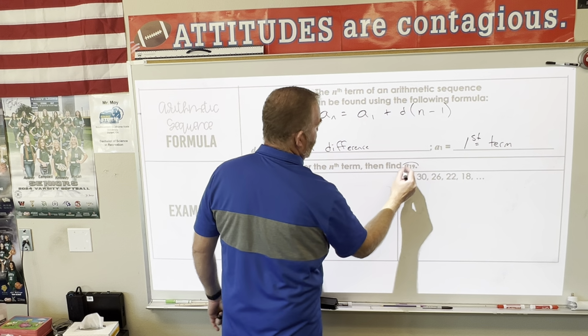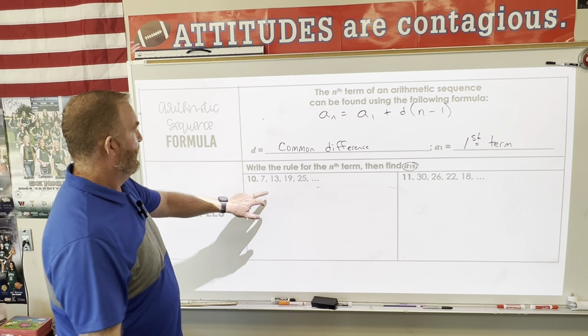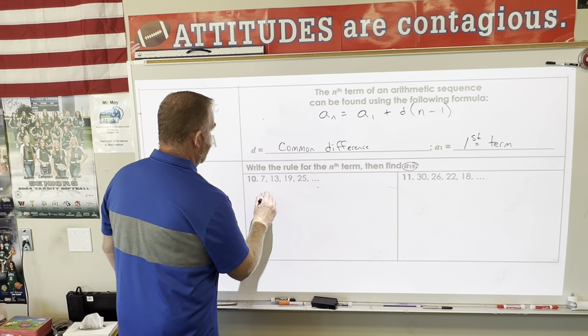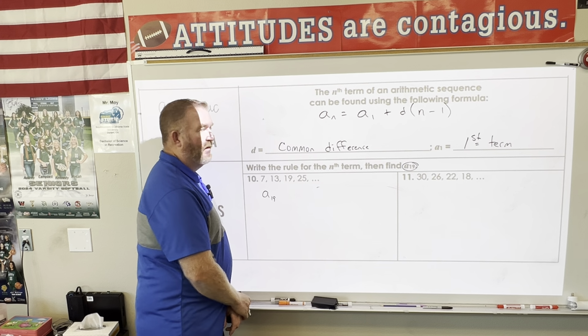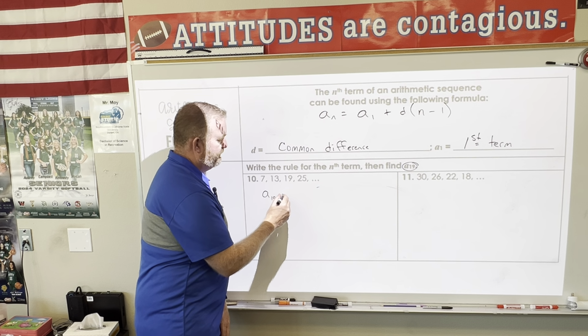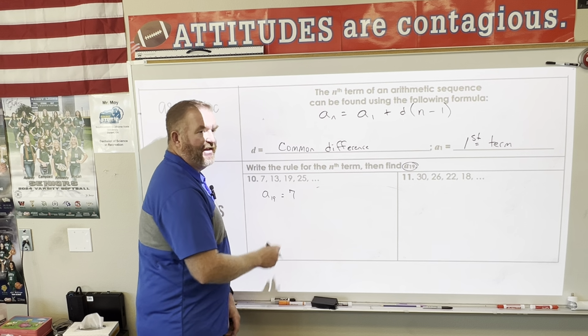So let's talk about this. They're trying to find the 19th term of this. I'm going to show you how to do it. Here we go. What's the first term? So a to the 19th, or not 19th power, but a_19. What's the first term? 7. So I'm going to put a 7 there.